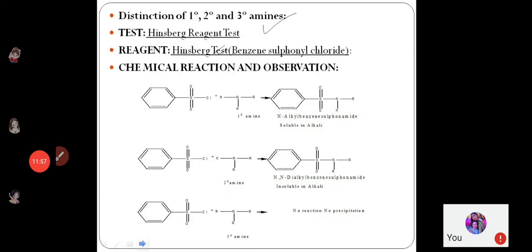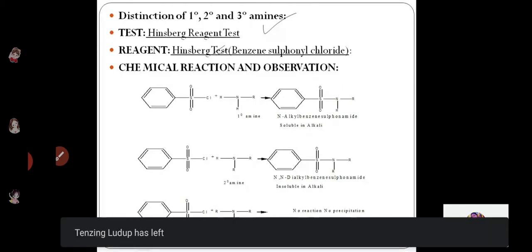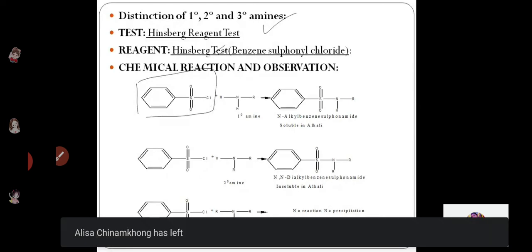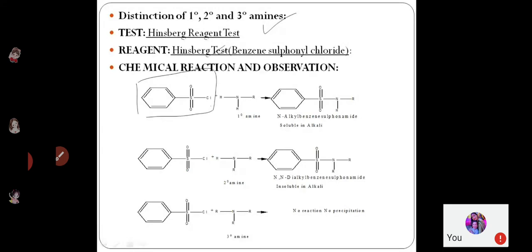Okay, so distinction of 1 degree, 2 degree, 3 degree amine. So what we do is the Hinsberg reagent test, and the reagent here is Hinsberg's reagent, which is nothing but benzene sulfonyl chloride. This is the structure for benzene sulfonyl chloride. The benzene ring has S with double bonded O, and Cl. This reacts with 1 degree, 2 degree, 3 degree amine differently.